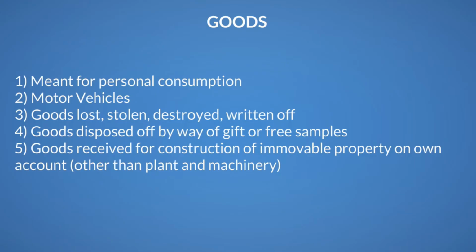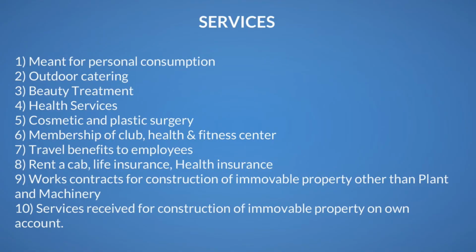Goods on which credit is not available: 1. Meant for personal consumption. 2. Motor vehicles. 3. Goods lost, stolen, destroyed, written off. 4. Goods disposed of by way of gift or free samples. 5. Goods received for construction of an immovable property on own account, other than plant and machinery.